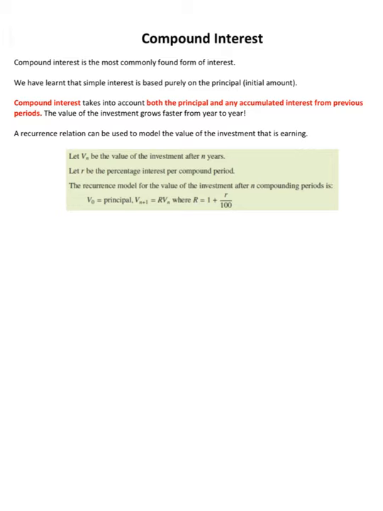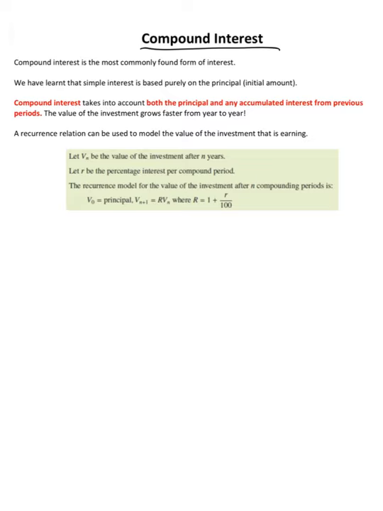So we've looked at simple interest. Now we are going to look at compound interest. Now the difference between compound interest and simple interest is that unlike simple interest, which is purely based on the principal, the initial amount, so interest is earned on the initial amount, compound interest actually takes into account both the principal and any accumulated interest from the previous periods.